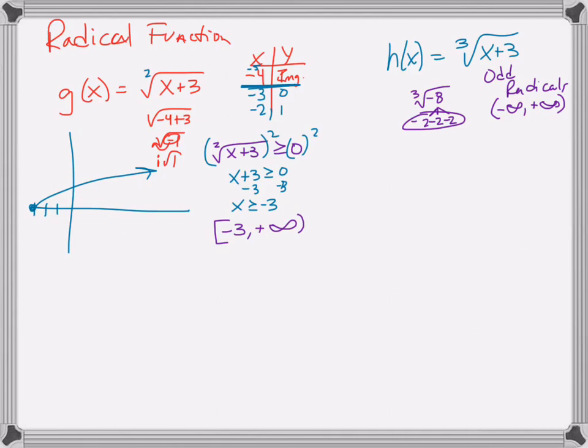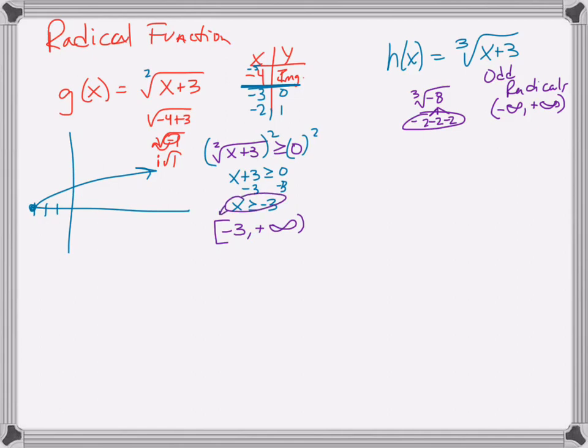Okay, so that's how that process works. The way that happens is if it's an even root, like a square root function, or again, any even root, you actually have to make sure to set whatever it is greater than or equal to 0, and that will tell you your domain, and this is how you write it in interval notation.